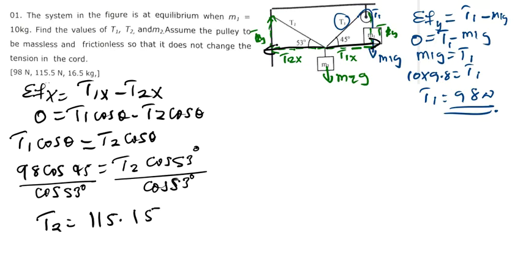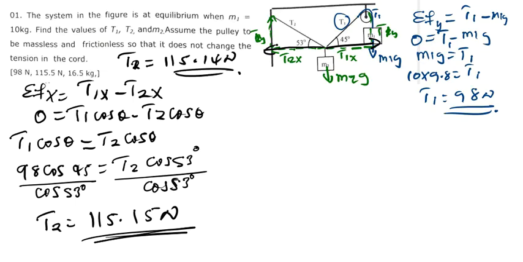If you want, you can say 5 newtons. But now I want us to understand one thing. Okay, we'll leave it that way. So we'll say t2 is 115.14 newtons, and here is just 115.5. So there is no real difference actually.